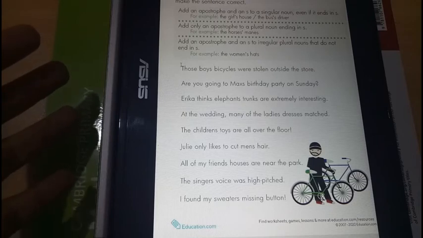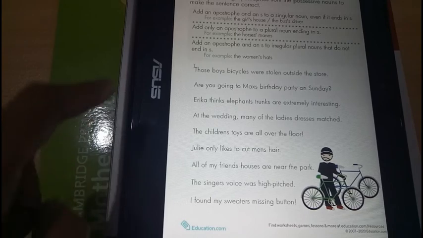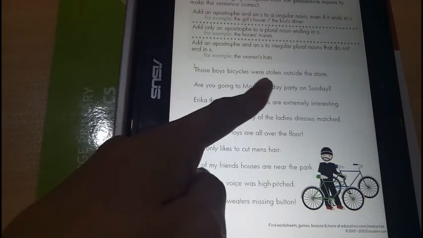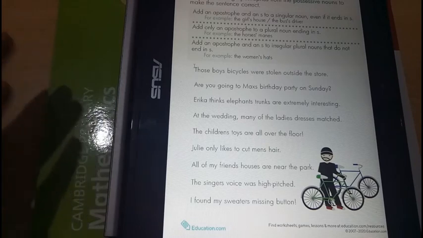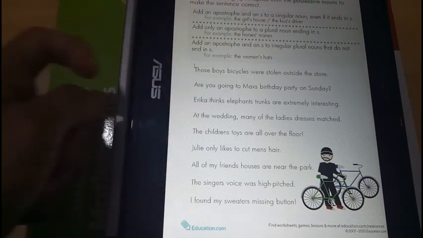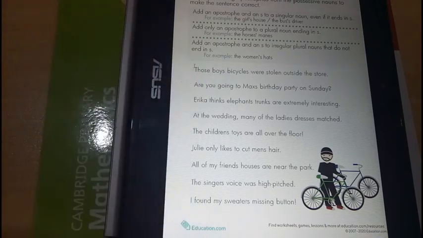owns that thing? Okay, so for number 1, we have here: Those boys' bicycles were stolen outside the store. So what are we talking about here? We're talking about the bicycles. Who owns the bicycle? The boys own the bicycle.